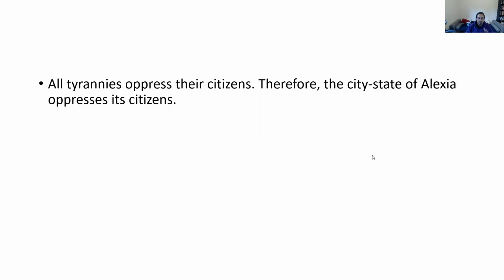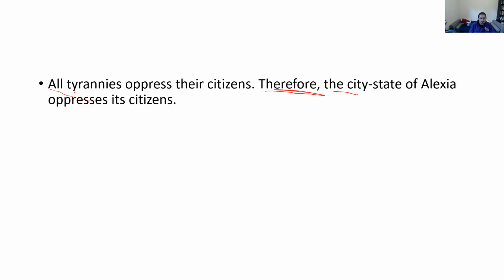All tyrannies oppress their citizens. Therefore, the city-state of Alexia oppresses its citizens. Okay, so when we're doing this, you remember way back to when we were thinking about premise indicators and conclusion indicators. In other words, those words that tell us whether a sentence is a premise or a conclusion. Sometimes we have to depend on context. Sometimes we think about what is the flow of the argument. Here, the really good clue is this word therefore. The therefore indicates that the rest of this is a conclusion, okay? So that means that this is a premise.